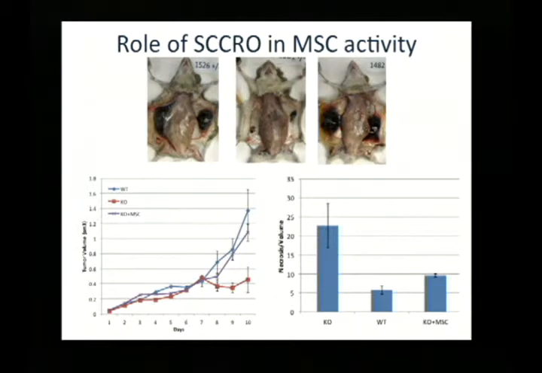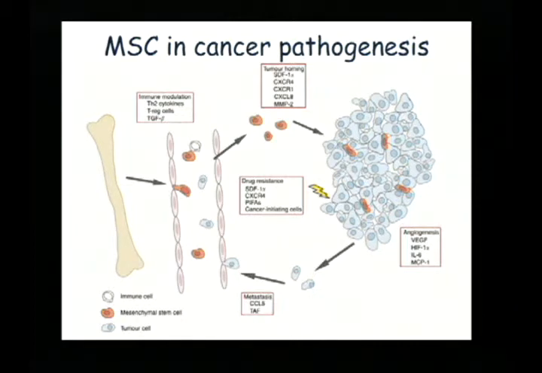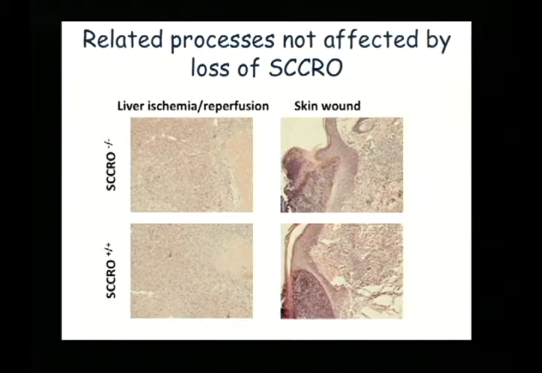We didn't see any gross differences in these mice, but I'm going to go ahead and skip this. These mesenchymal stem cells do a lot of things, and hence the reason for the effect on healing. We looked at ischemia reperfusion injury, and we looked at a skin wounding assay, and there was no difference. So what was happening at the tumor level was not happening to other activities of the mesenchymal stem cell. It was restricted to the host tumor interaction, not other things that these mesenchymal stem cells were doing.